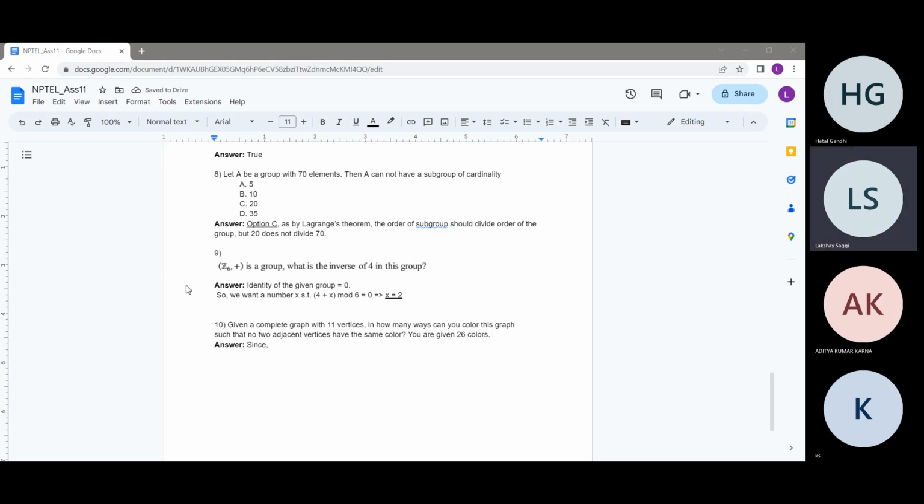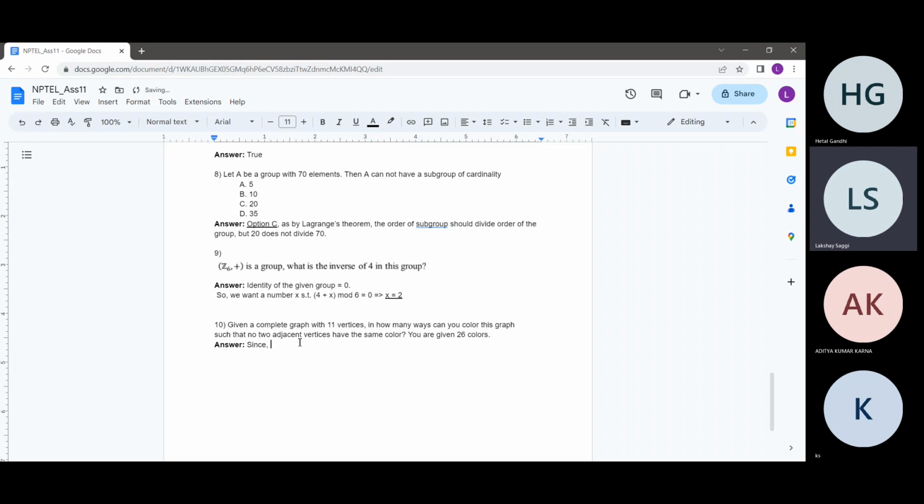Okay, so KS has written the answer as 26 times, 25 times, 24 times, 23 times, up to 16. So yes, KS, I think your answer is correct, because it will be 16. Yeah, so your answer is correct. Good job, KS, but I'll just explain it for the sake of others also.